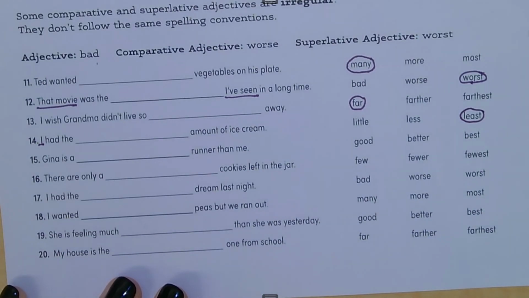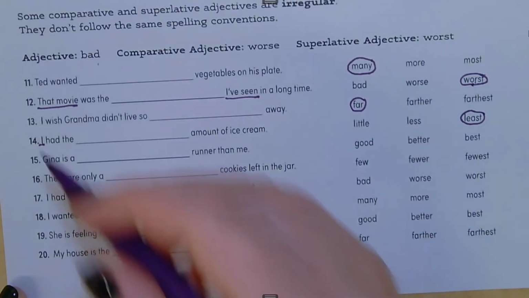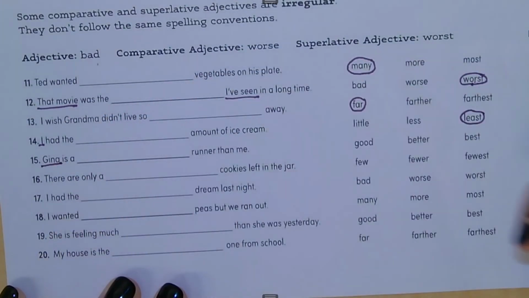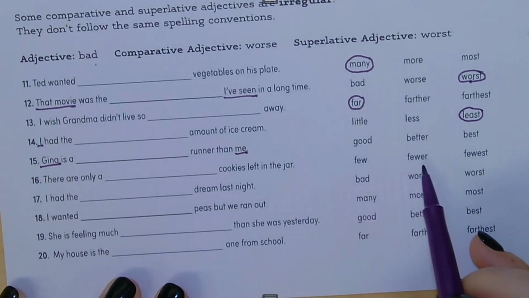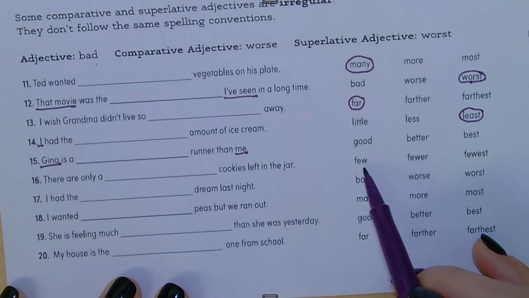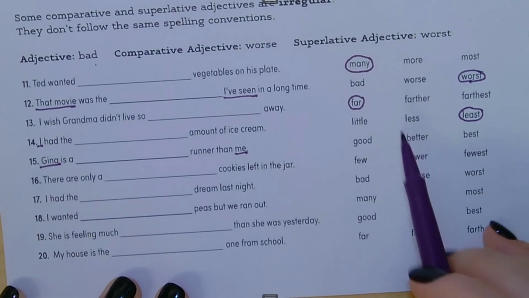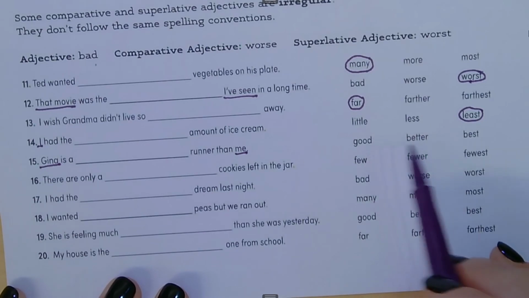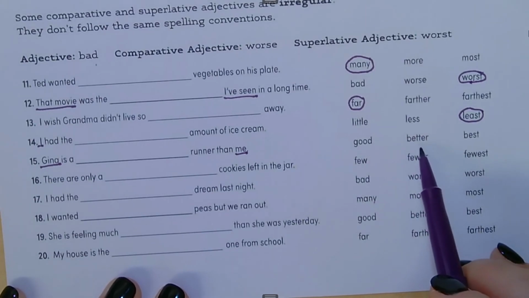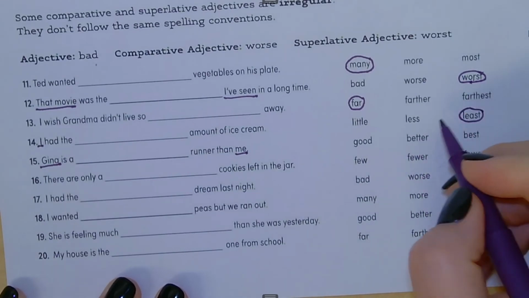Gina is a blank runner than me. So we are comparing Gina to me. That means we're comparing two things. So I want a comparative adjective. So I'm going to look in the comparative. The comparative form of few is fewer. Oh, sorry, wrong line. Better. The comparative form of good is better, because we don't say gooder. So let's try better. Gina is a better runner than me.